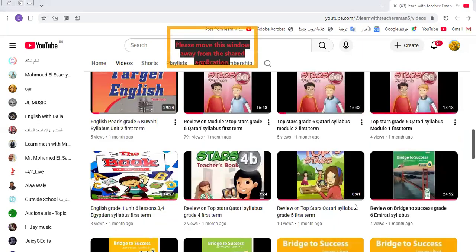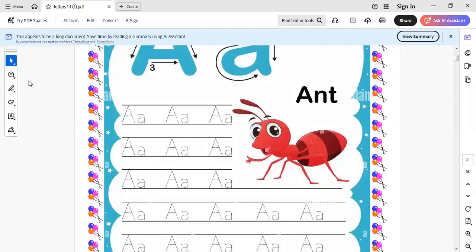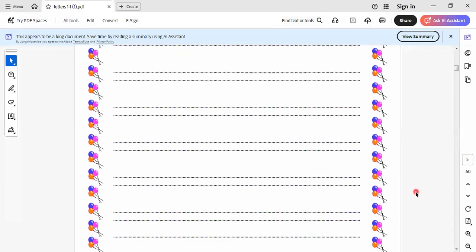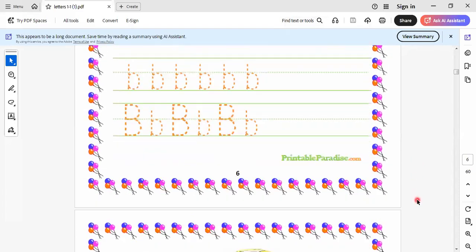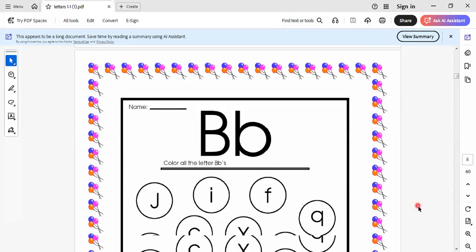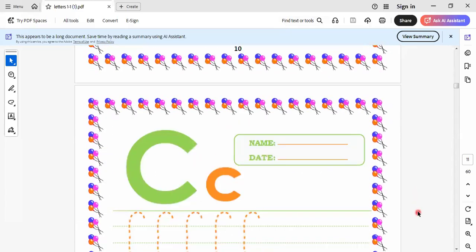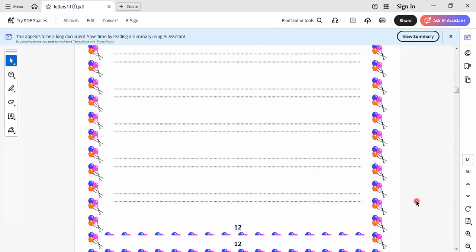Let's go to our lesson today. Today I will start from letter F. Last class I stopped on letter E. Today I will start from letter F, and then I will make a quick review of all the letters that we will learn today. Okay, let's go to letter E, then go to letter F.